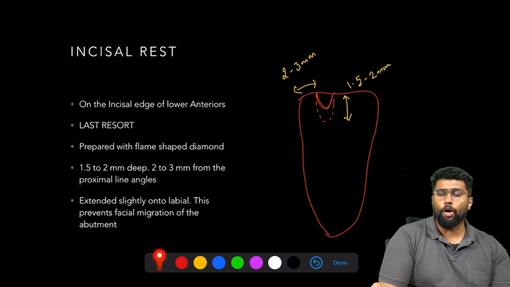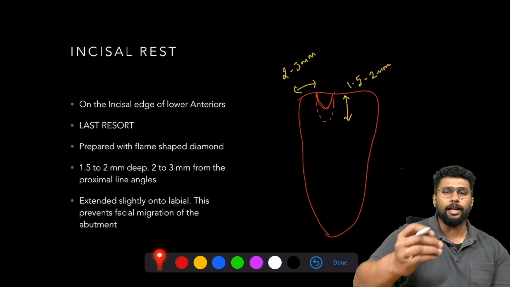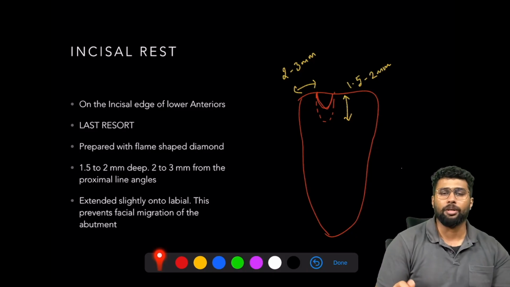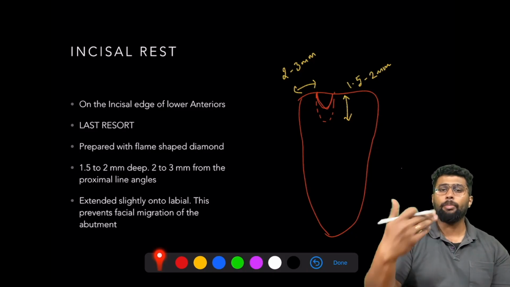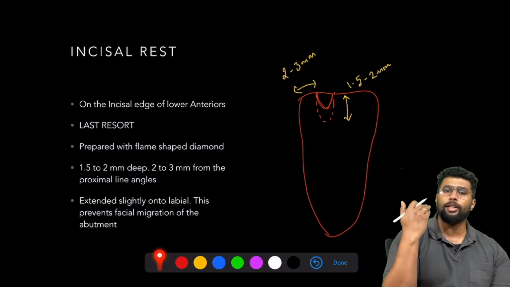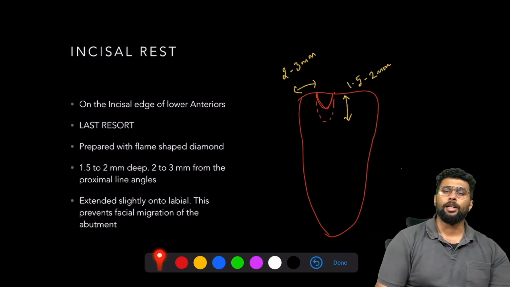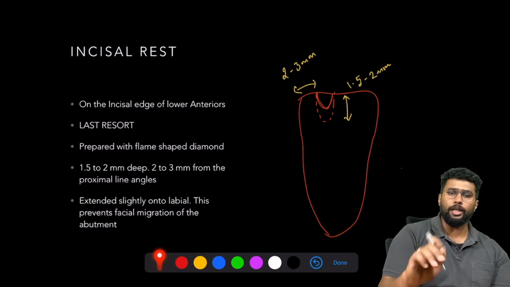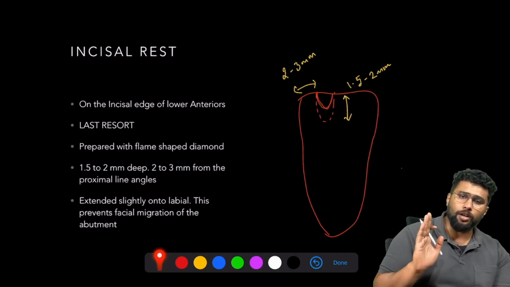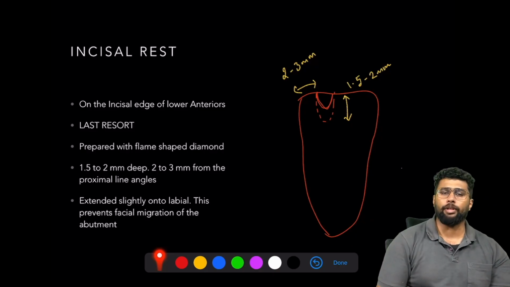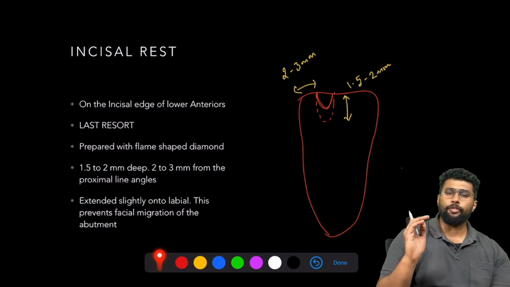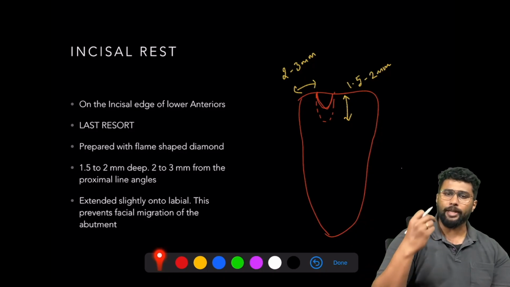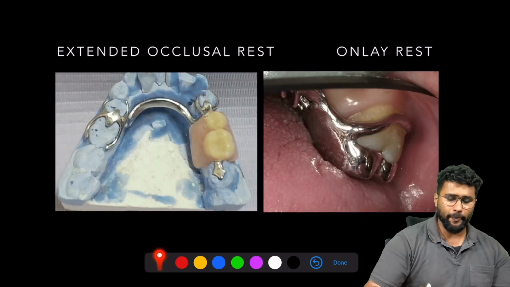So it is aesthetically compromised, but this slight labial extension of the rest is important because it will prevent labial migration of the teeth. I already told you that your incisors usually have a labial tilt. So if you don't engage them properly, the pressure from the rest will cause the teeth to migrate labially even more. Therefore, you always have to extend the incisor rest preparation slightly to the labial surface.